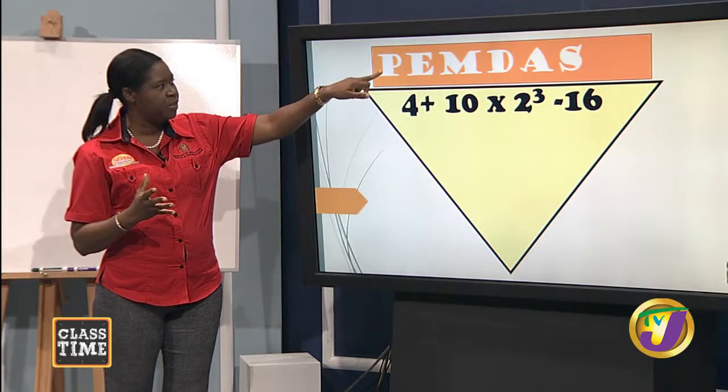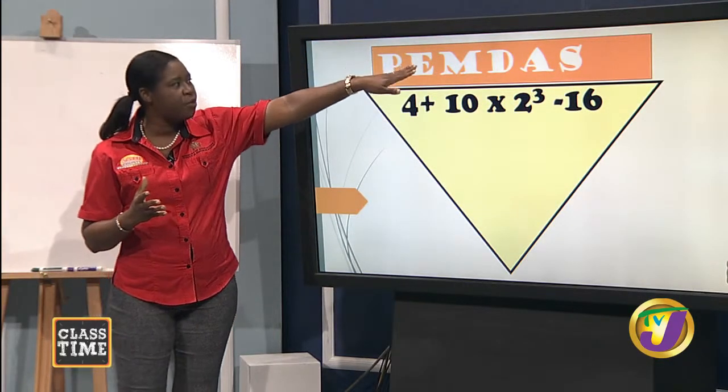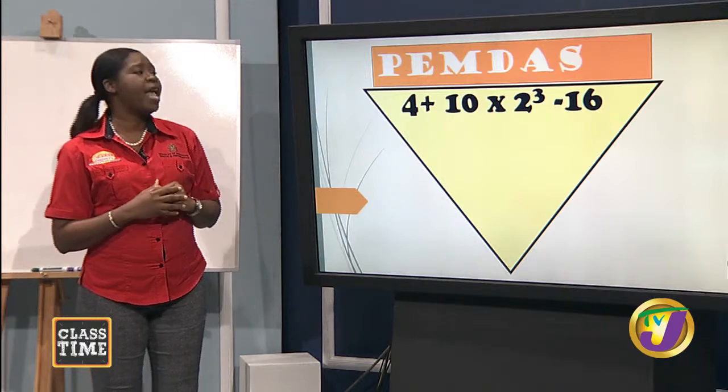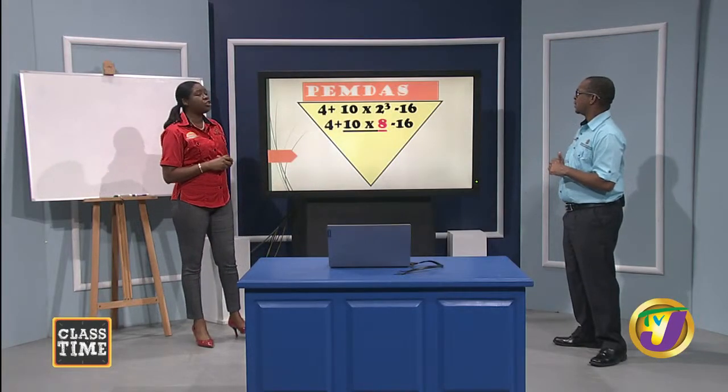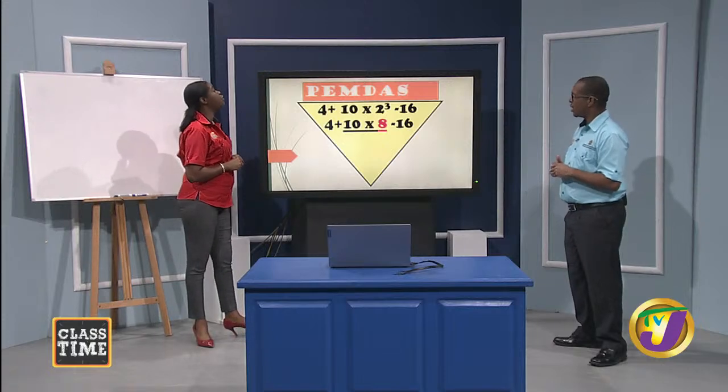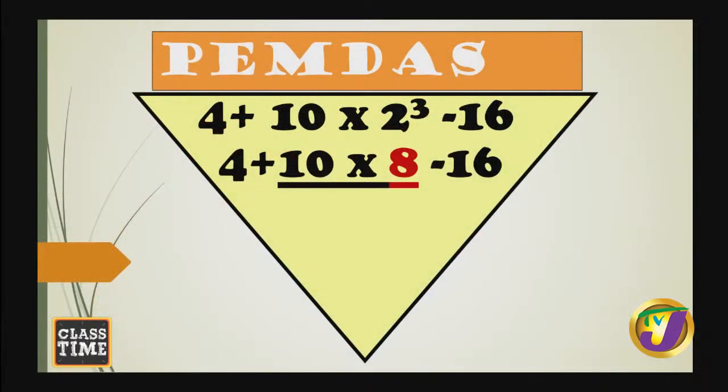Because P would be for parentheses. There's no parentheses, so the next operation we'd look for would be? The exponents. That would be the 2 to the 3rd power. And 2 to the 3rd power is 8. That is 2 times 2 times 2, okay? And that would give us 8.